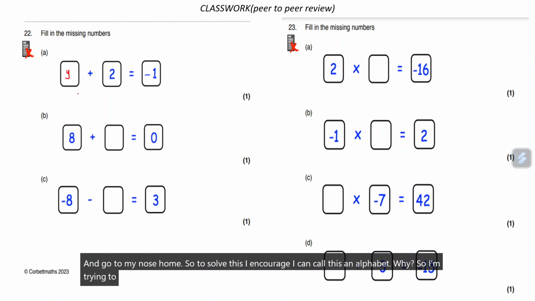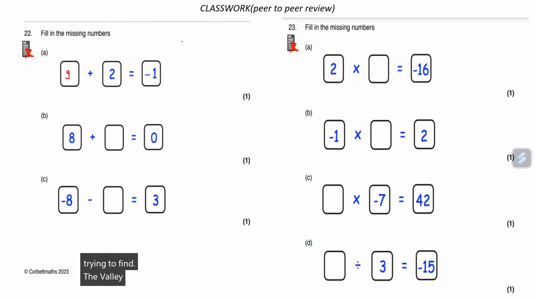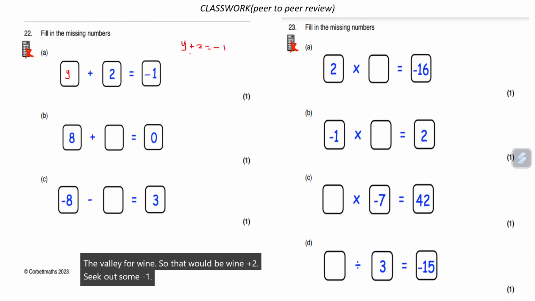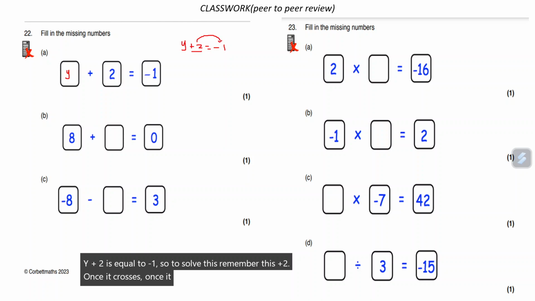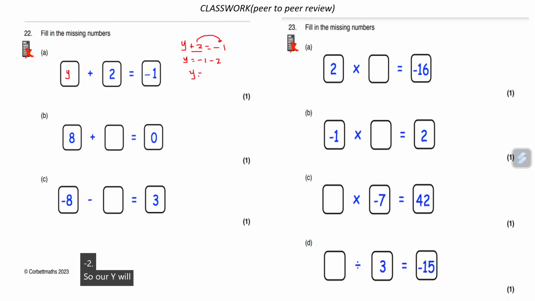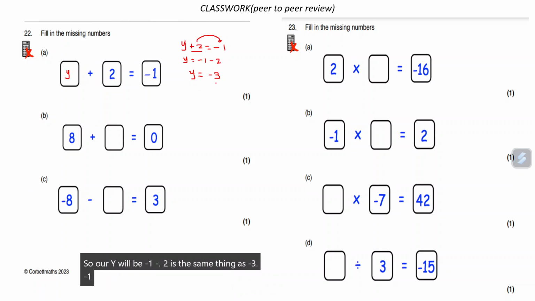So I'm trying to find the value for Y. So that will be Y plus 2 is equal to minus 1. To solve this, remember this plus 2, once it crosses the equality sign, it changes. So that will be Y is equal to minus 1 minus 2. So our Y will be minus 1 minus 2, which is the same thing as minus 3.